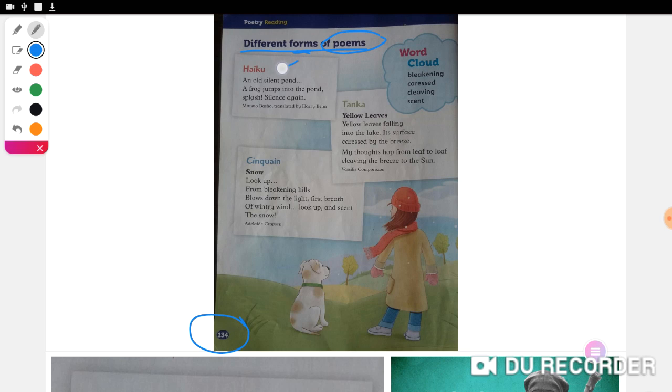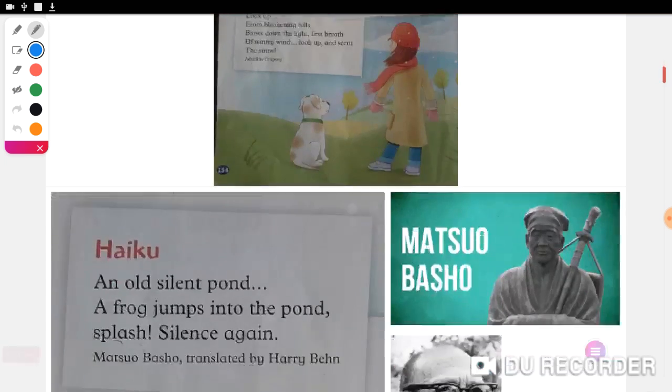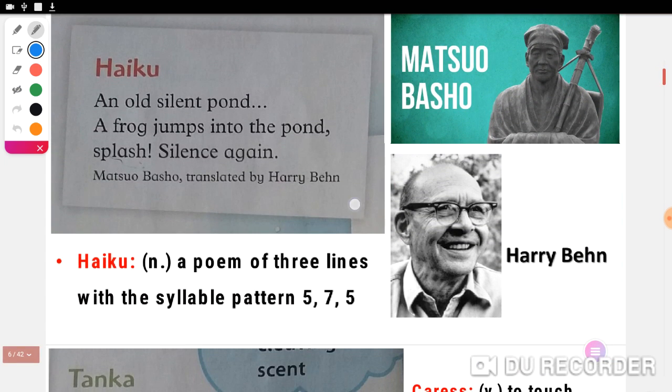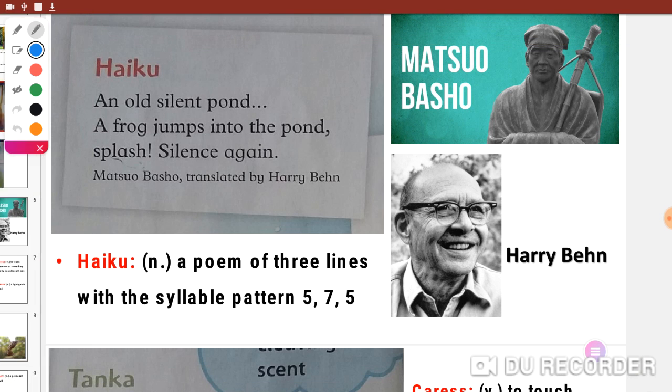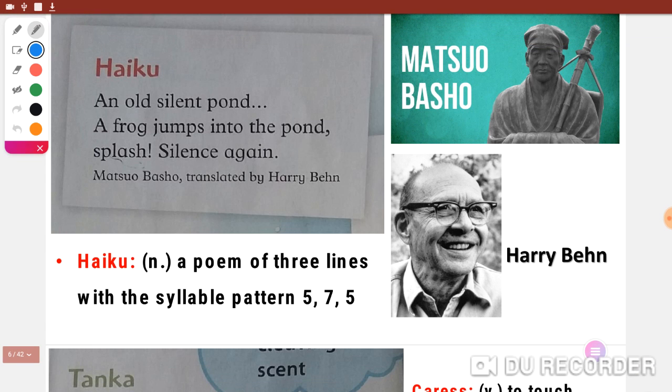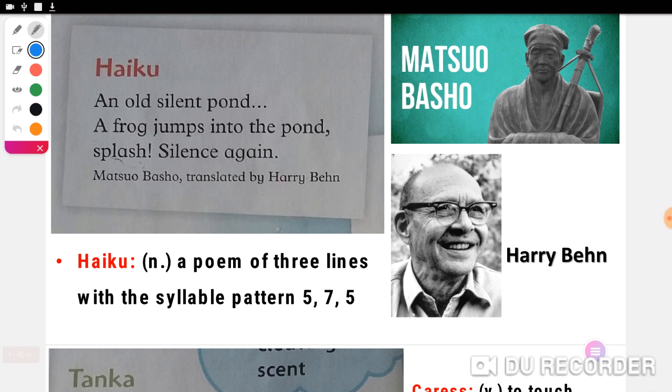Let's start with the first one, haiku. The second one is tanka. Haiku and tanka are from Japanese poetry. Let's start with the first one, haiku. First of all, what is the meaning of haiku? Haiku is a noun. It means a poem of 3 lines.